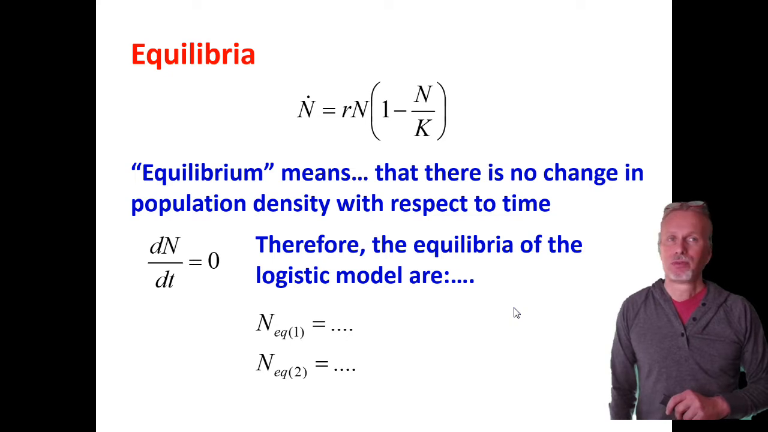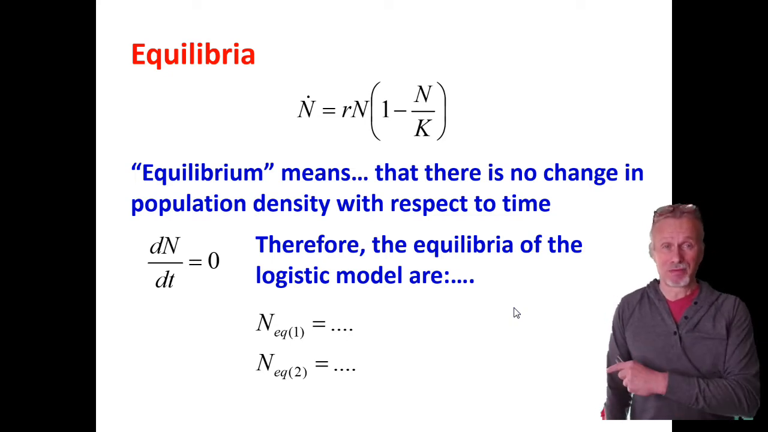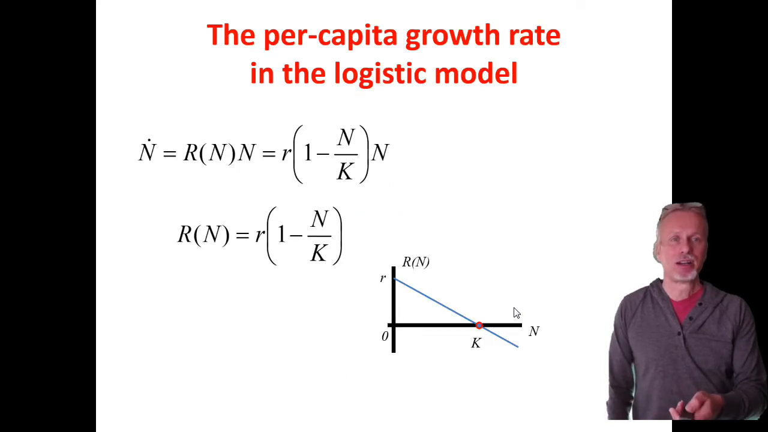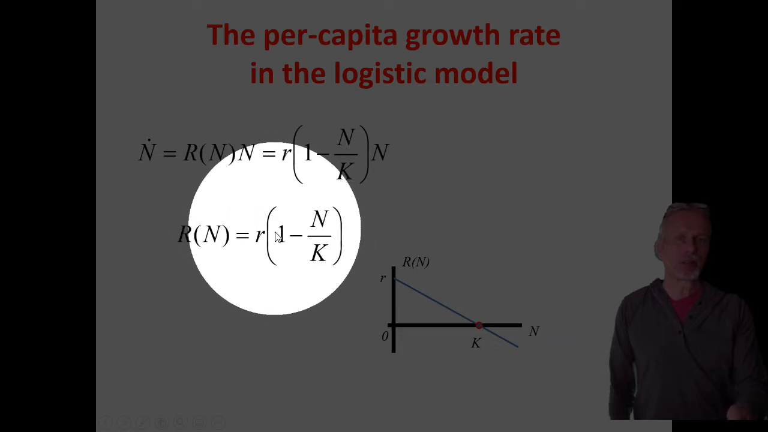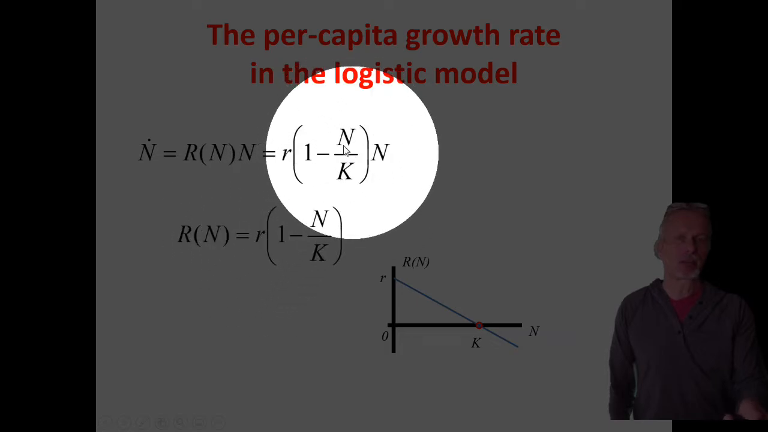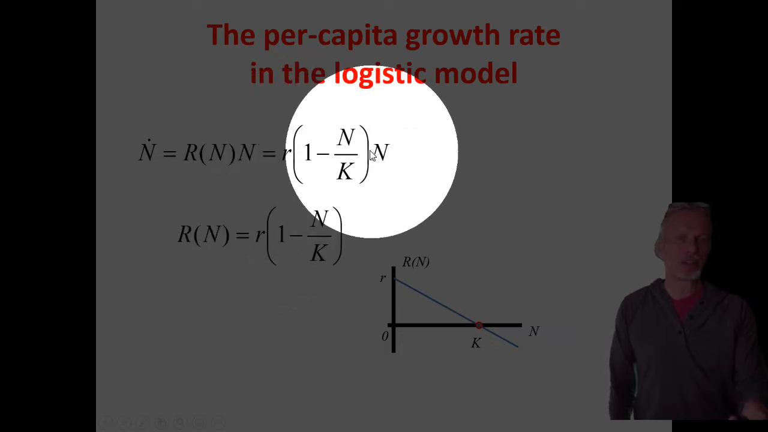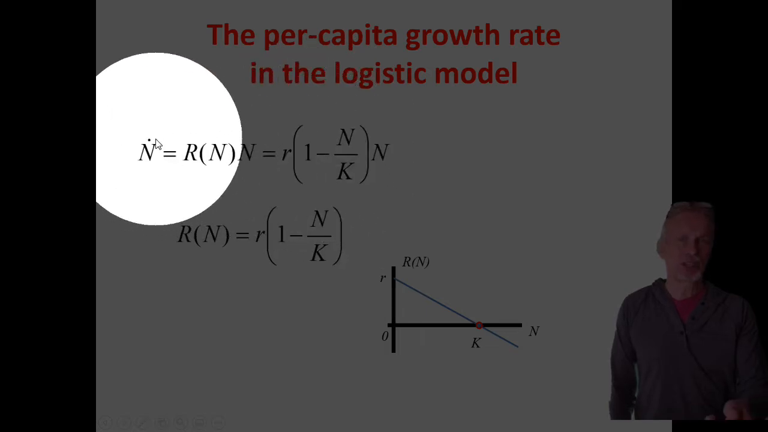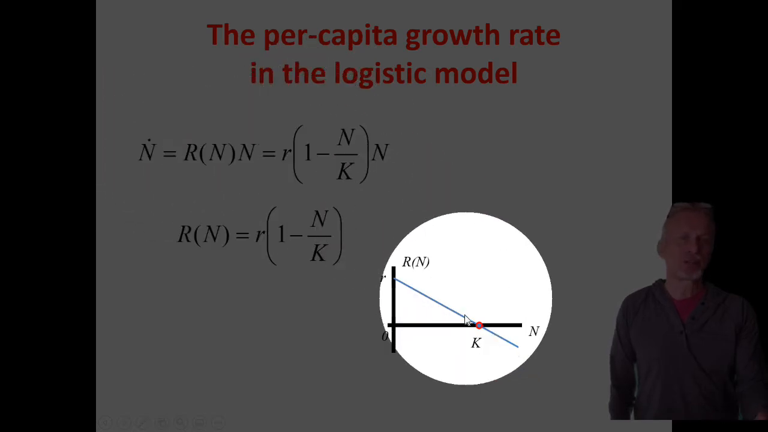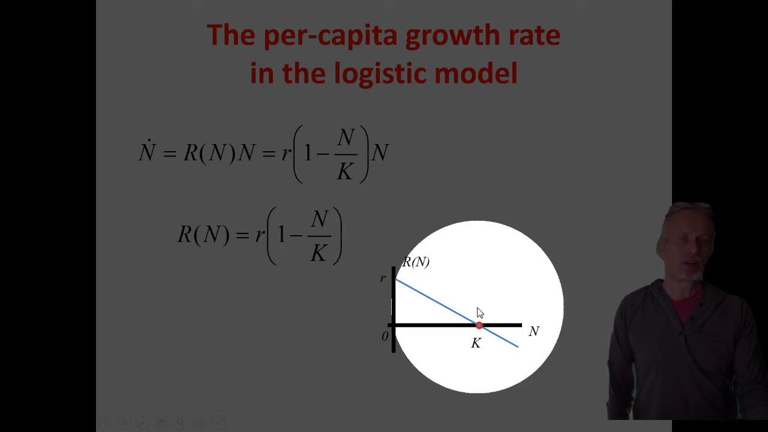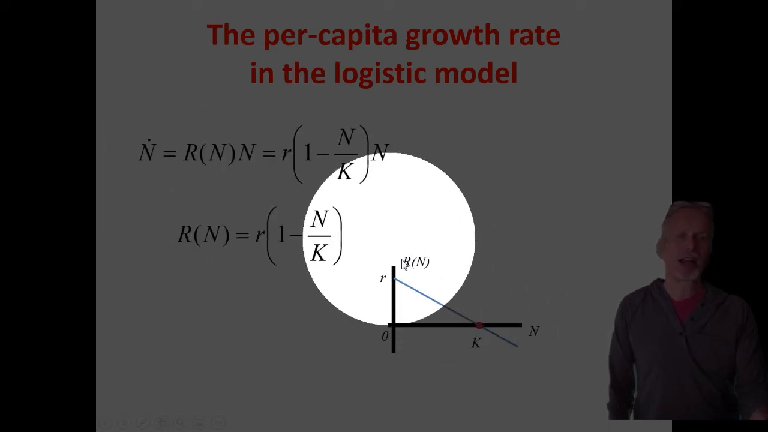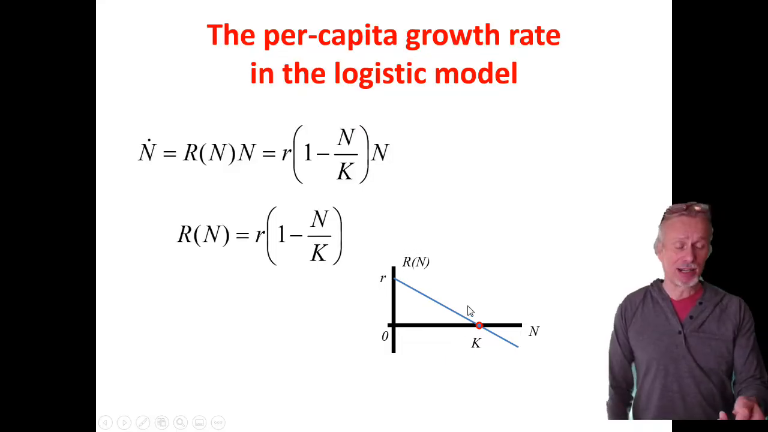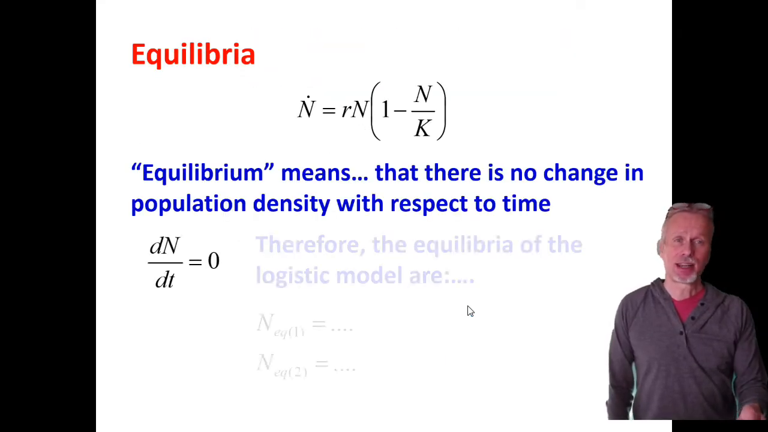So probably, you've seen the graph that we had before. Let me actually go there. We've seen that when N is equal to K, the term in the parentheses is equal to 0. So for N equal to K, we have r times 0 times N, which is 0. That means dN/dt is equal to 0, and so for N equal to K, the rate of change of N over time is equal to 0. And yes, that is an equilibrium point.